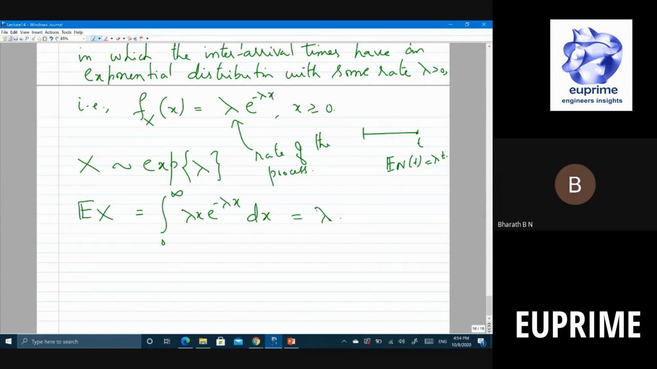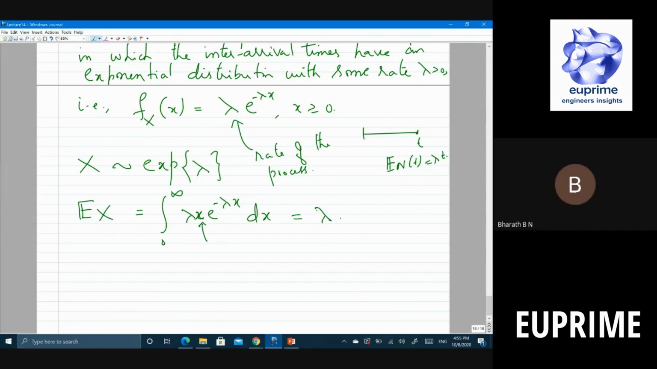Okay, is that fine? Yes, sir. So this integral is 1, right? There is a lambda squared, man. No, so there is an x, right? Expected value of x is what? The integral of x e power minus lambda x is lambda, right?